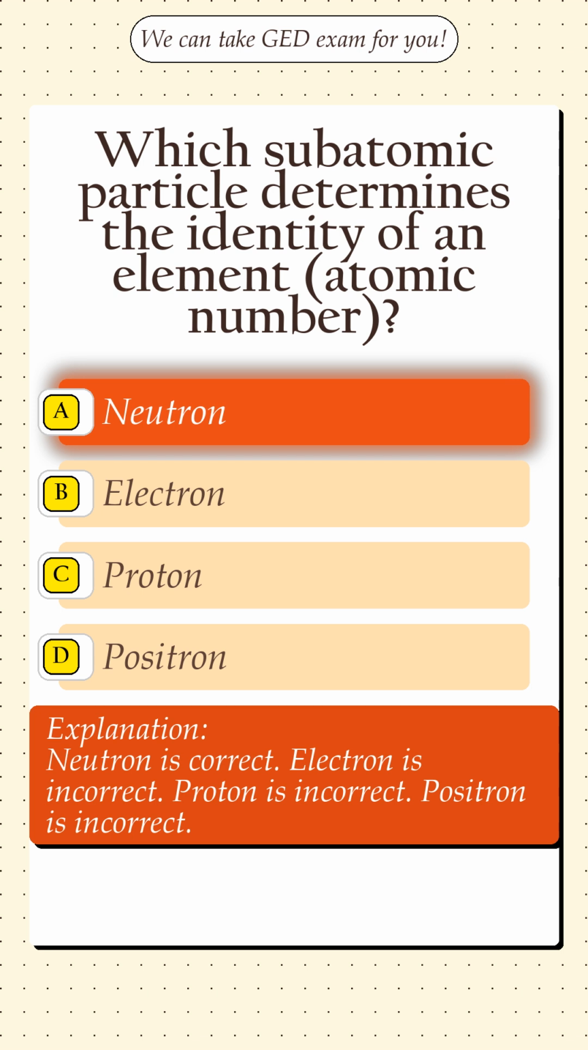Neutron is correct. Electron is incorrect. Proton is incorrect. Positron is incorrect.